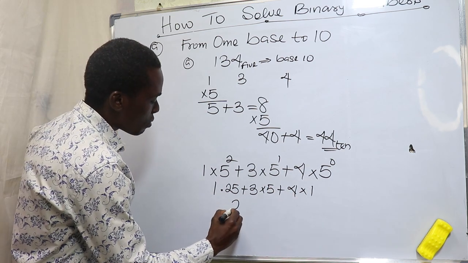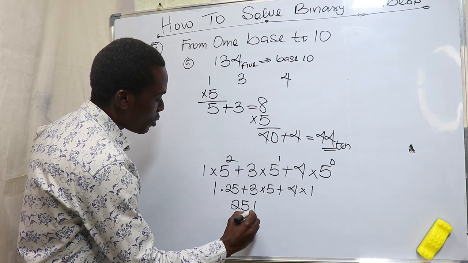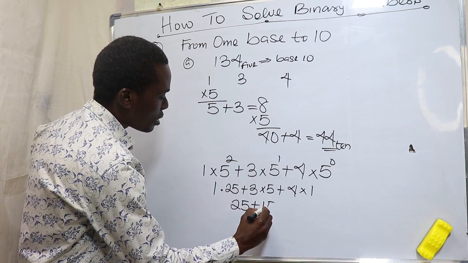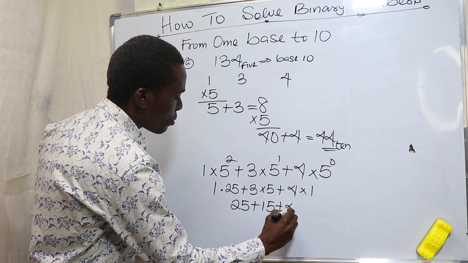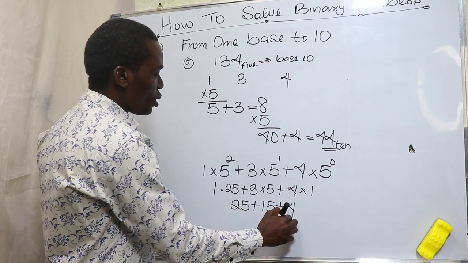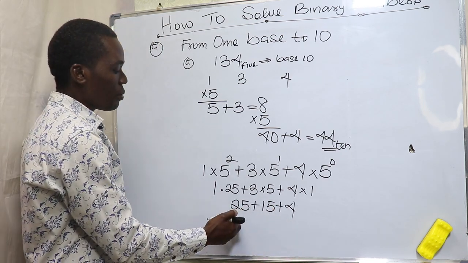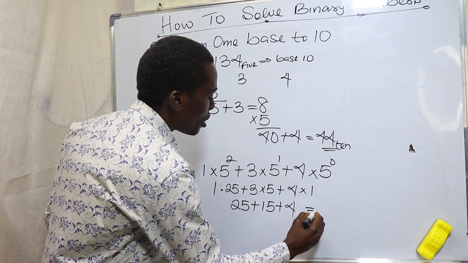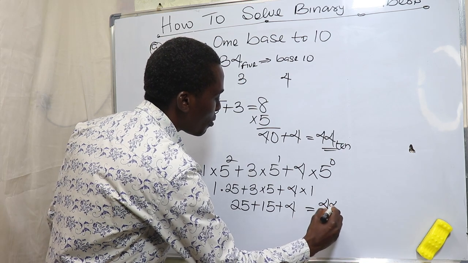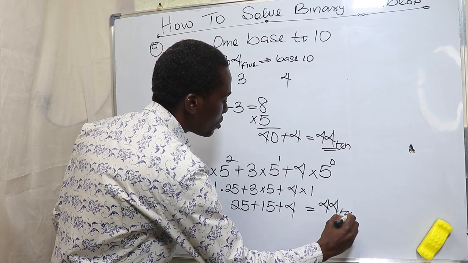This one will give me 25, plus this one will give me 15, plus this one will give me 4. 15 plus 4 will give me 19. 25 plus 19, that will give me what? 44 to the power of what? To base 10.